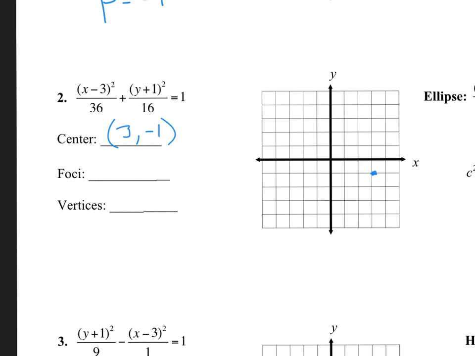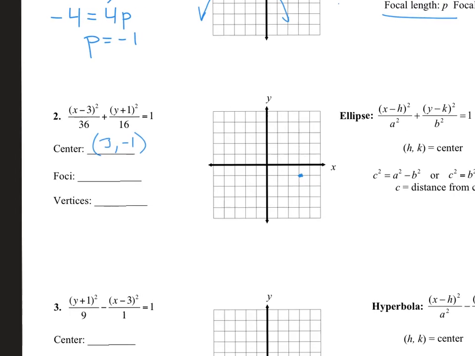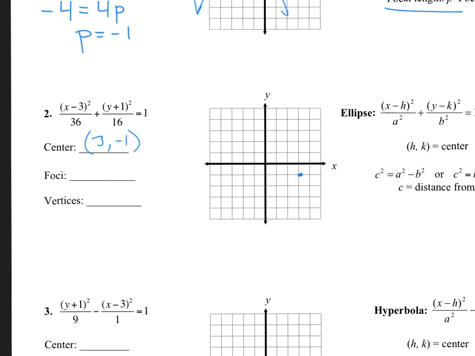To graph this thing, I'm going to graph it before I find the foci and vertices. To graph it, a squared is 36 and b squared is 16. So I need to take the square root of 36, which is 6. Now, I didn't plan this very well, so I'm going to go 6 in that direction, and 1, 2, 3, 4, 5, 6 in that direction. And then we're going to go up and down a distance of 4. 1, 2, 3, 4. And 1, 2, 3, 4.